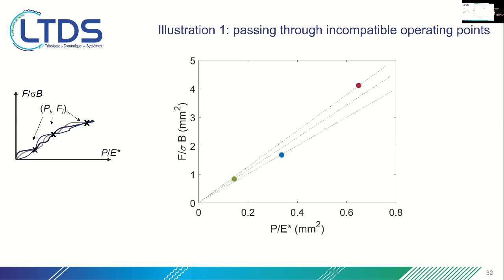So we start with choosing three operating points. Remember, I said in usual interfaces, we have a linear friction law, so all operating points are aligned in the same straight line. Here, on purpose, we chose three different points which are not aligned, which are incompatible for usual interfaces.